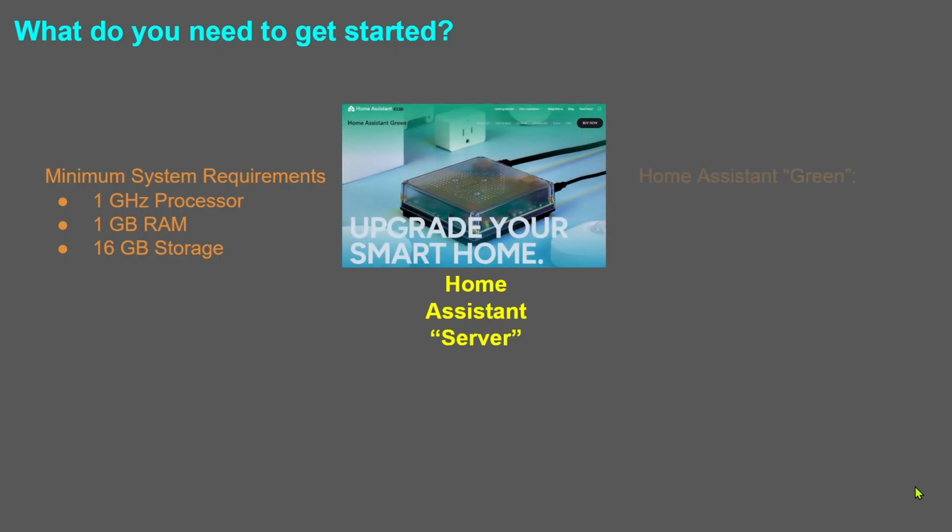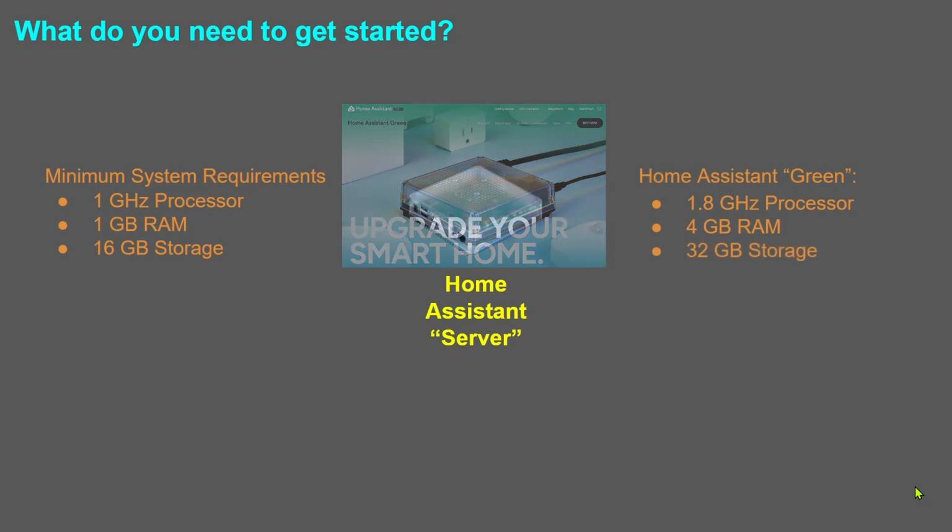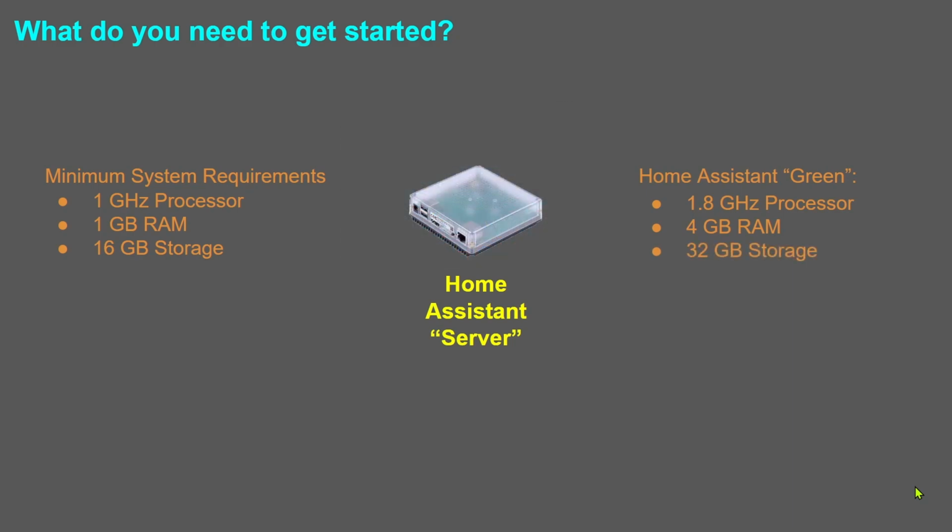You can purchase the Home Assistant Green from various sources. At around $100, this is a pre-built device specifically made for Home Assistant and comes with Home Assistant pre-installed. Just plug it in, add it to your network, and you're ready to go. So you have a lot of options, generally under $200 for getting started.